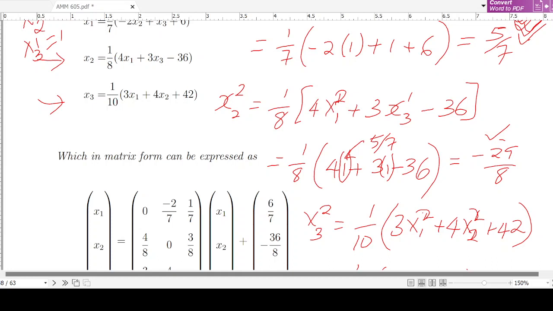So we now use the updated values rather than the old values that we had initially. So the idea about the Gauss-Seidel is that once you compute a value of a certain unknown, you don't go back to the old value that you had. You use the updated one.